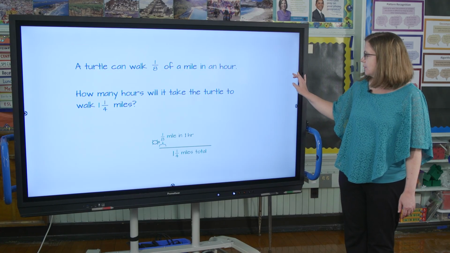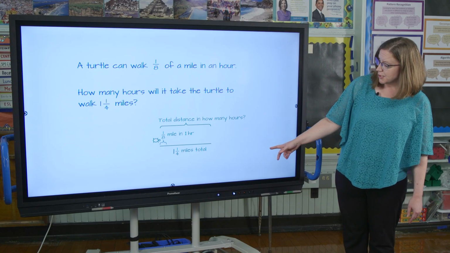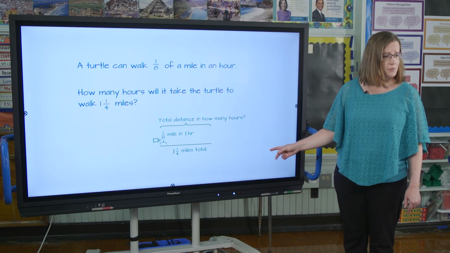Yeah, no, I like that idea. So we want to mark the whole length and make sure we're saying how many hours, because that's what we're trying to find out. Okay. So does this picture help you decide what operation you might use to solve the problem?